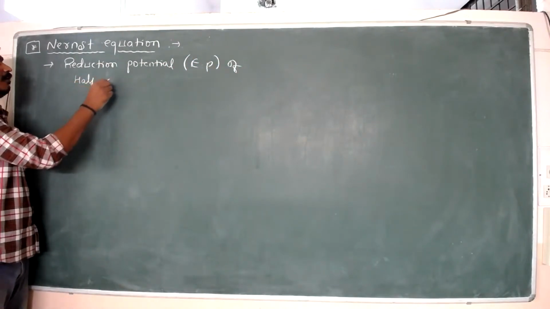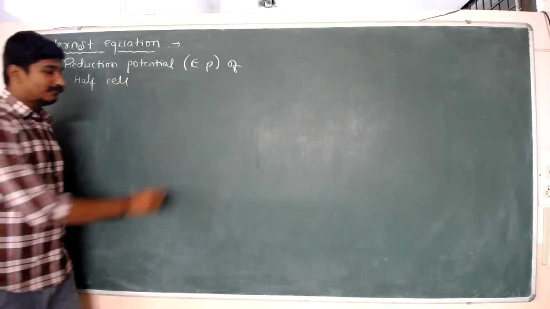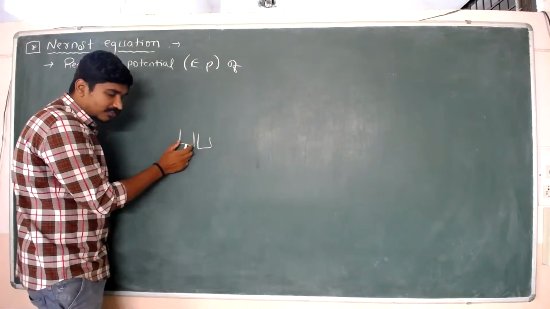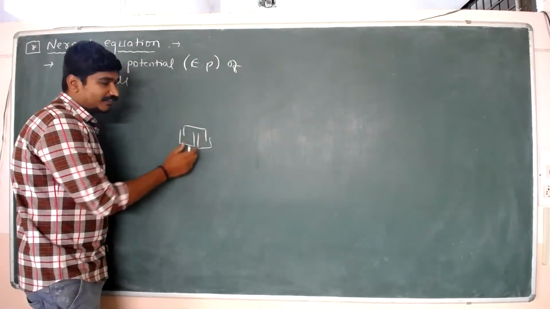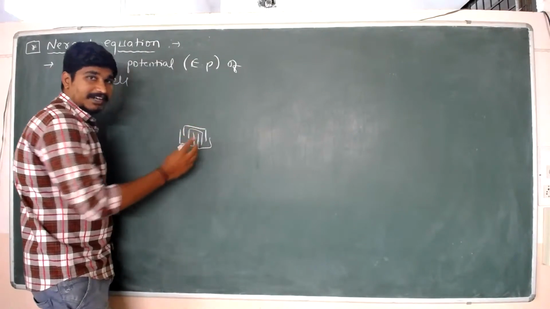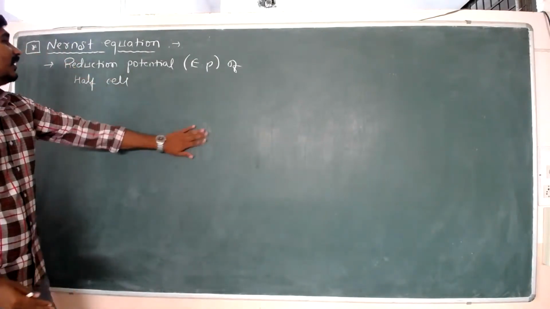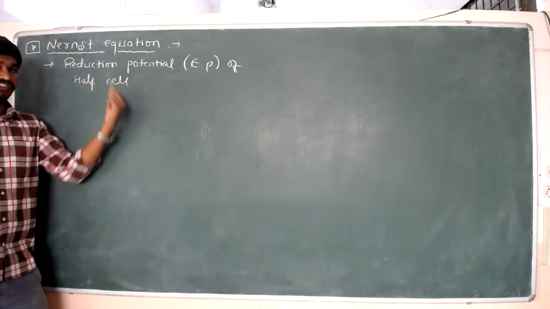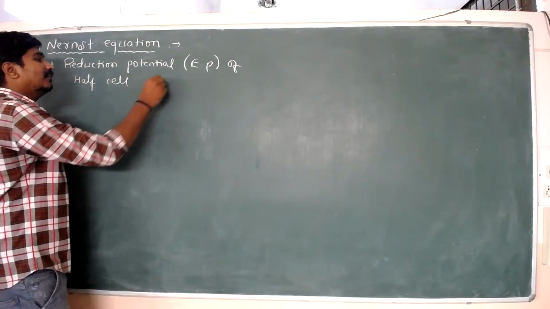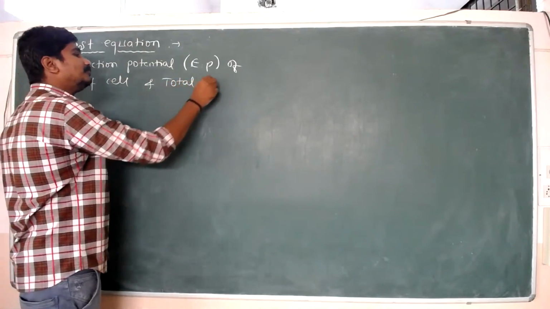Half cells. Half cells means in an electrochemical cell we are using two cells. This one is one half cell, and this one is another half cell. If we connect both, what happens? It will become the complete cell. We can determine the electrode potential of the half cells by using the Nernst equation, as well as the total voltage.